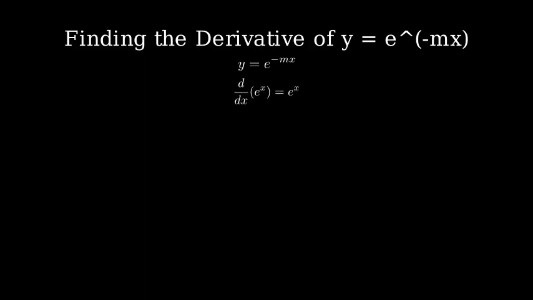First, the derivative of e to the x is e to the x. Second, we'll need to use the chain rule. Since we have a composite function, the exponent contains negative mx. Let's identify the parts of our function that correspond to the chain rule.